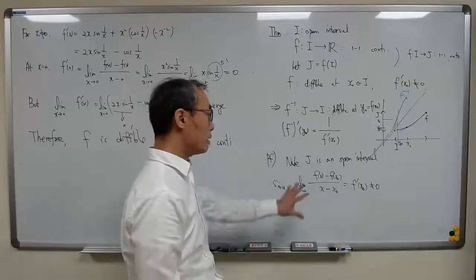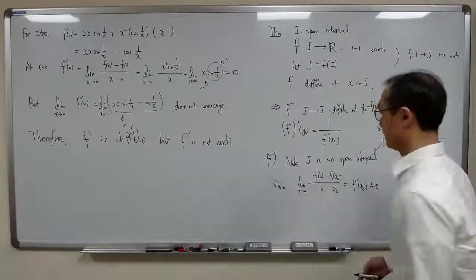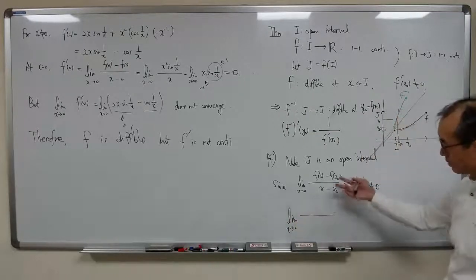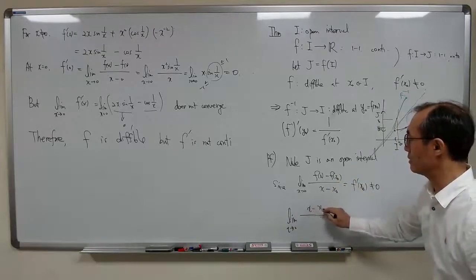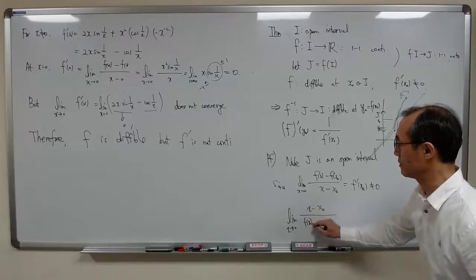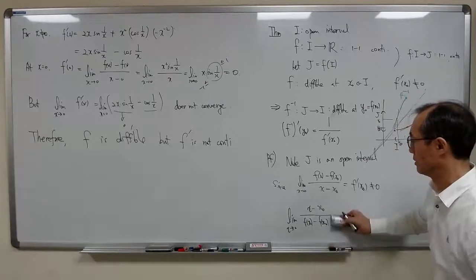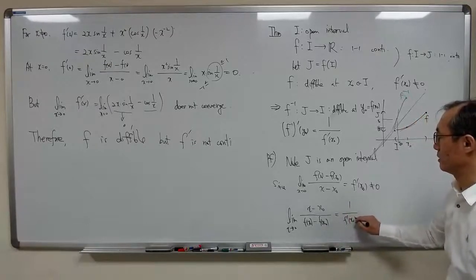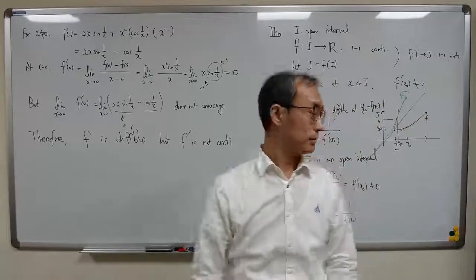I'd like to take the reciprocal of this whole expression. Can you do that? The limit as x tends to x naught. Can you take the reciprocal of this expression, x minus x naught divided by f of x minus f of x naught? It's the same as 1 over f prime of x naught. Can you do that?